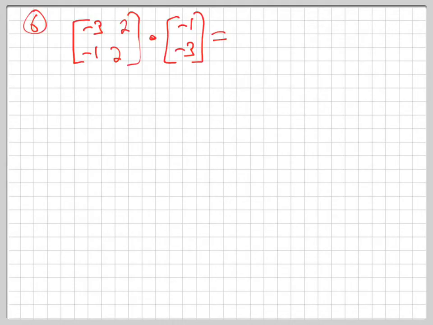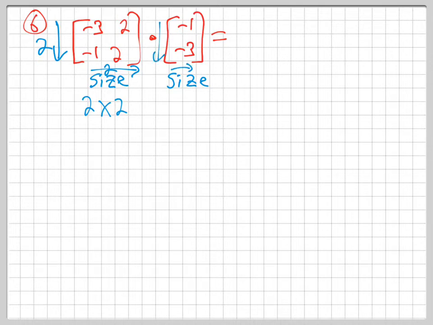Okay, so here we go. Now, how do you know if it's even possible, first off? Well, it's all about the sizes. What are the dimensions, what's the size of this matrix? Remember, you go down first, then across. 2 by 2. This is a 2 by 2 matrix. What's the size of the second matrix? Remember, again, you go down first, then across. It's down 2, across 1. This is a 2 by 1. That's important that we don't say it's a 1 by 2. That would mess us up. I'll show you why right now. So you got to go down first. Remember, it's always down first, then across.